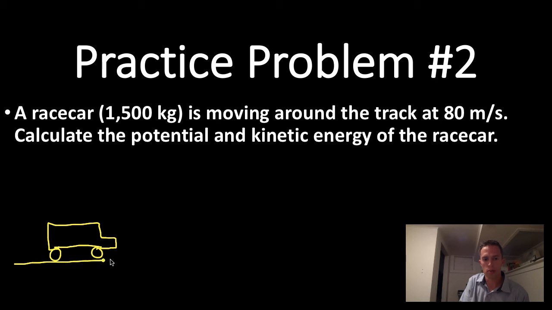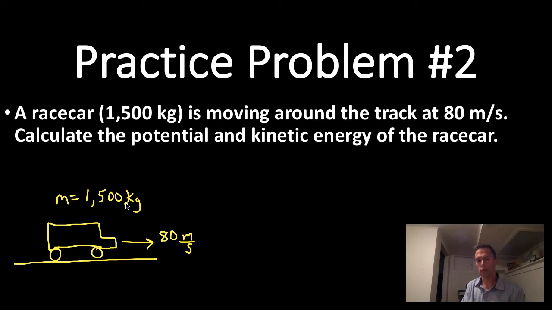The race car is traveling on the racetrack. Let's draw in what we know. It's moving at 80 meters per second, and its mass, so m is equal to 1,500 kilograms. Okay, and so now we can have a visual of what's going on. Let's answer the question. It said it wanted us to find both the potential and kinetic energies again.